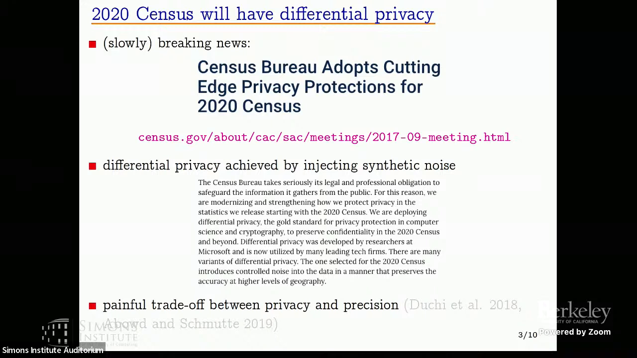And this is worrisome for people who use the census and census data to inform policy, to do causal inference. And in fact, in the statistics literature, there's a warning that there will be a painful trade-off between privacy and precision. And in the economics literature, there is, even from the chief scientist of the census, a warning that this is a painful trade-off we have to make.